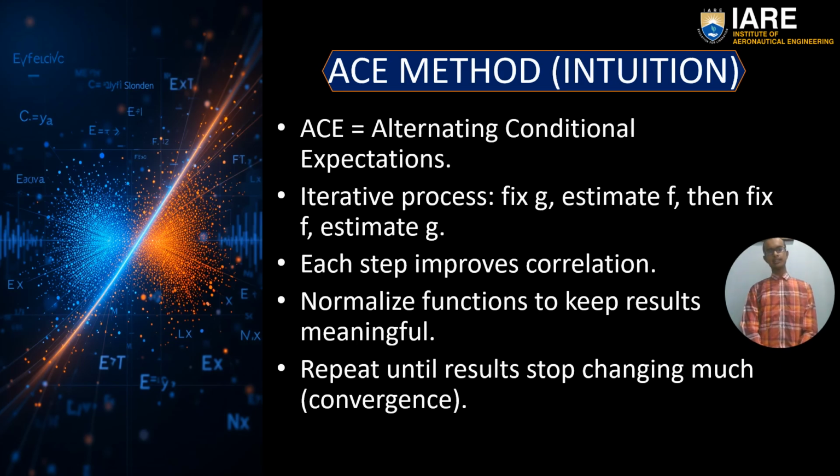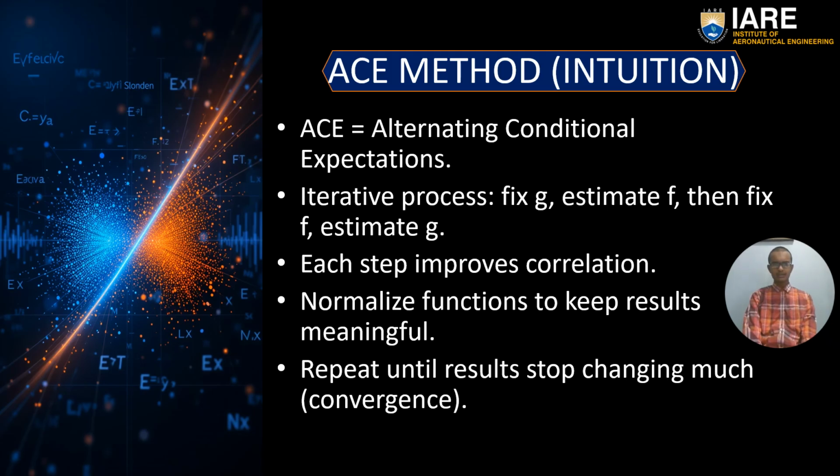Let's talk about the ACE method. ACE stands for alternating conditional expectations. It is a practical algorithm for finding f of x and g of y. It works like this. First of all, we start with an initial guess for g of y, and given g of y, estimate the best f of x. Given f of x, update g of y. We repeat these steps until things stop changing much. This process is called convergence.